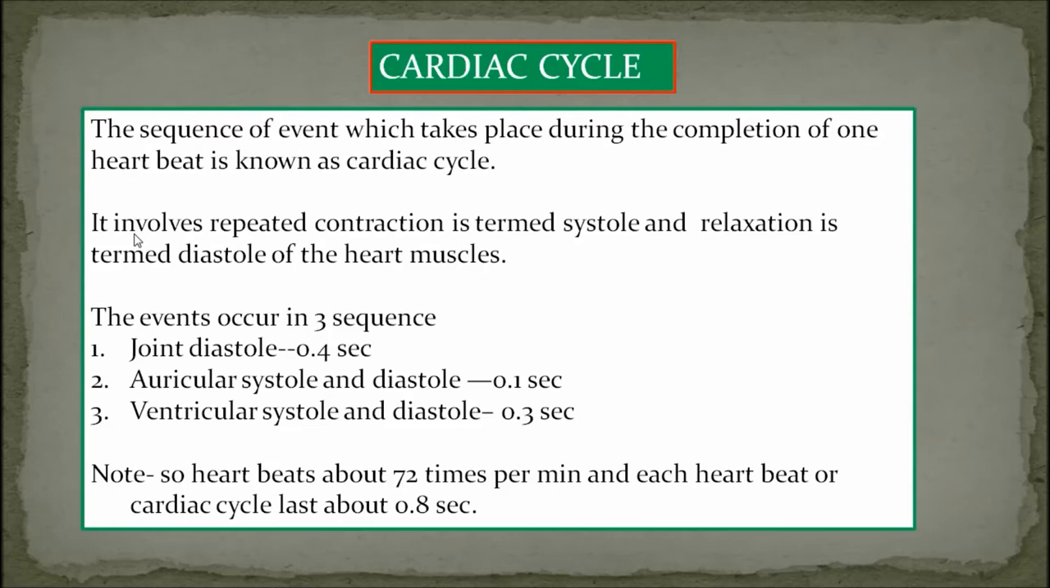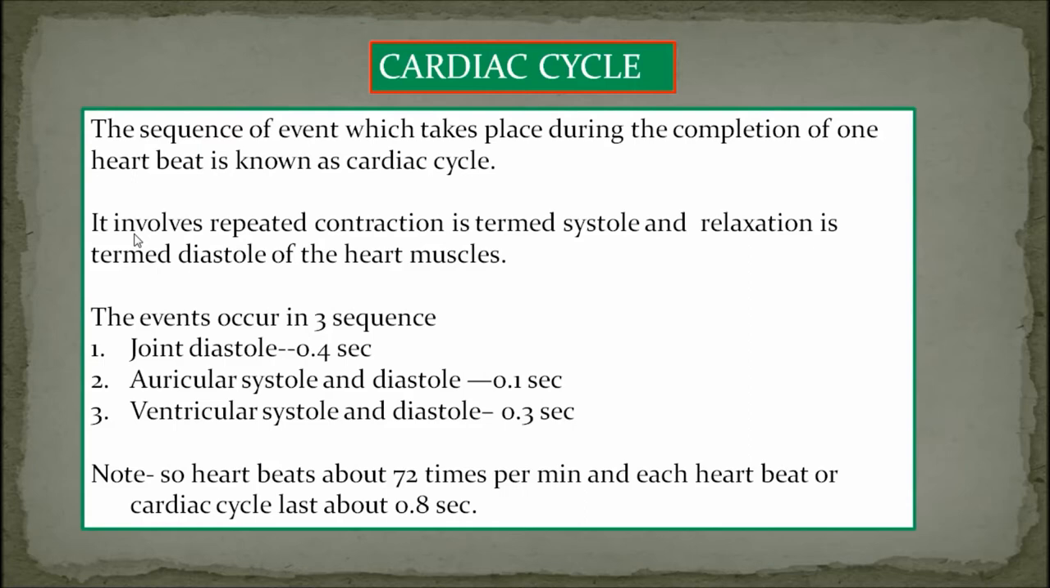One complete heartbeat, or cardiac cycle, consists of one systole and one diastole, and it is very important that one whole cardiac cycle lasts about 0.8 seconds. Friends, the whole cardiac cycle takes 0.8 seconds. Clear? And now the events that take place during the completion of one heartbeat.